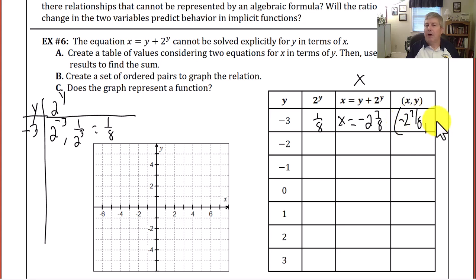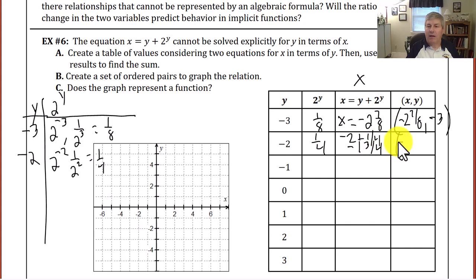And we'll repeat that process. So when y is -2, we have 2 to the -2, which is 1 over 2 squared, which is 1/4. So we get 1/4, and then we have -2 plus 1/4, which is -1 and 3/4. So our x now is -1 and 3/4, or -1.75, and our y is -2. And we'll complete the table following that process.